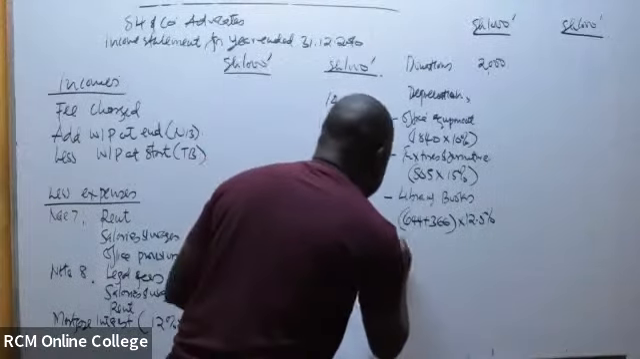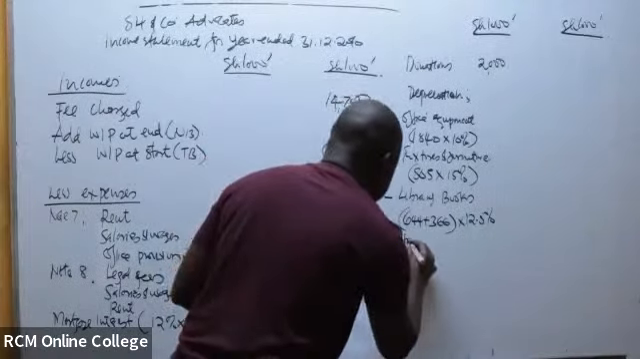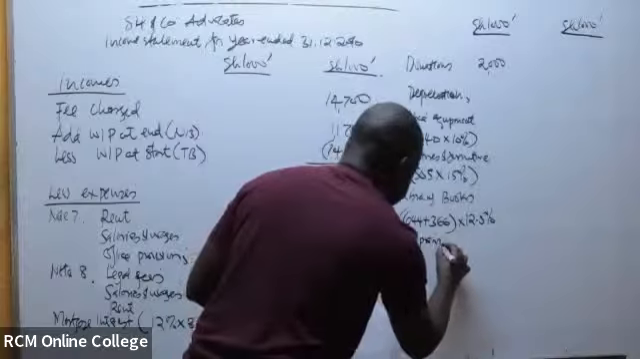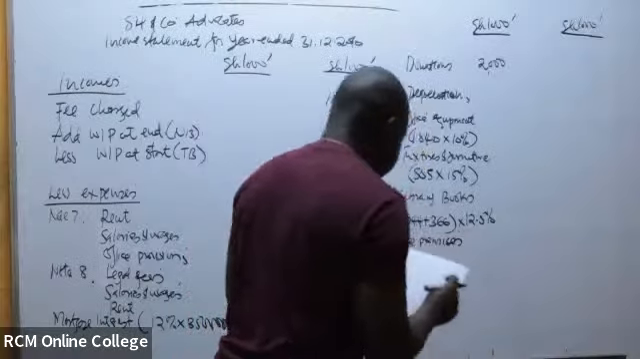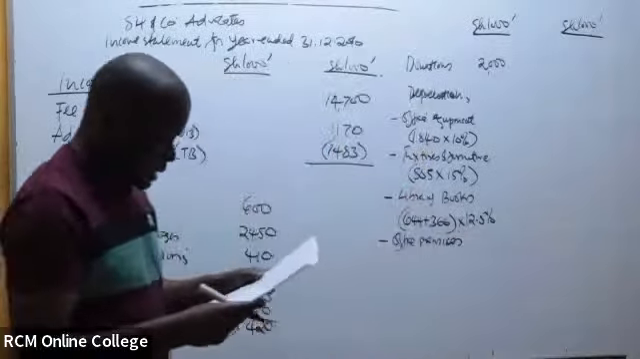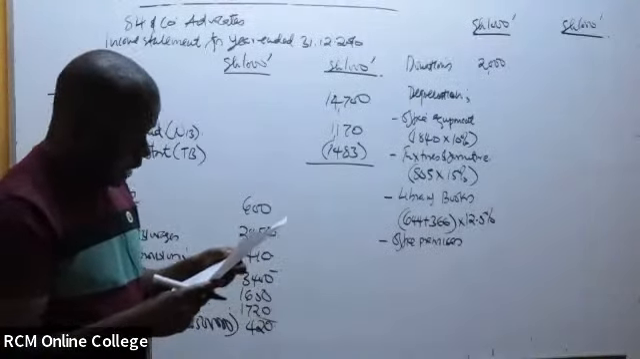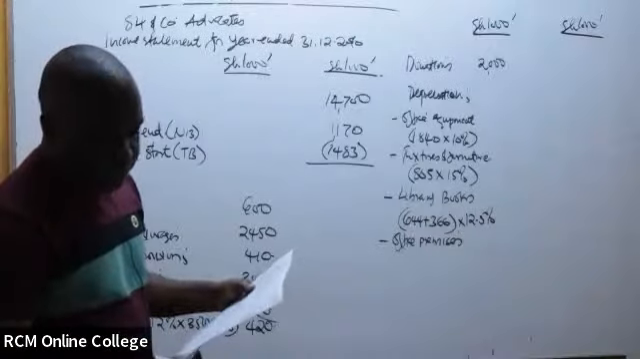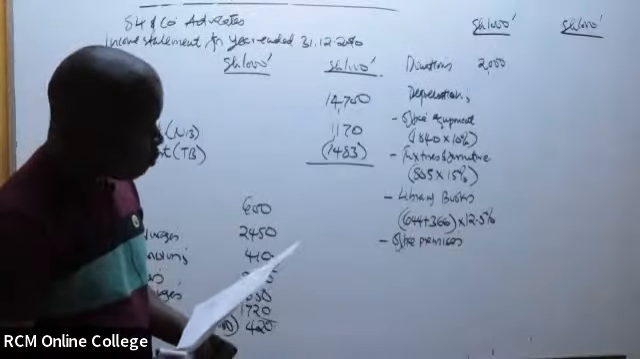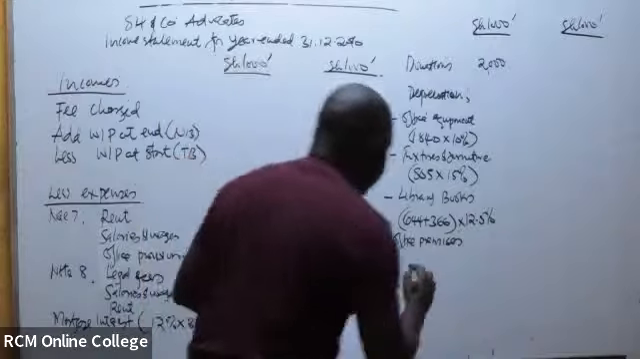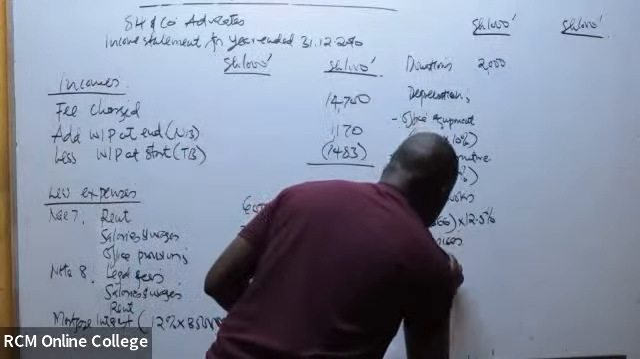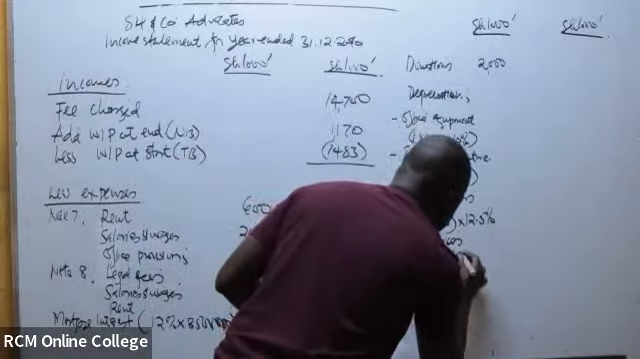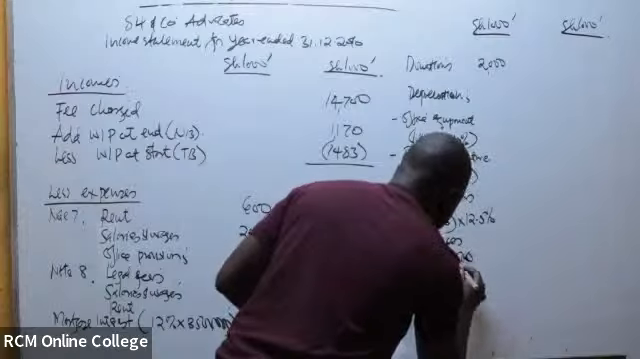Then office premises, it is at 2.5%. The value of office premises, of course, now in this case, office premises were acquired at 6.5 million. In this case, you'll take 2.5% multiplied by 6.5 million.